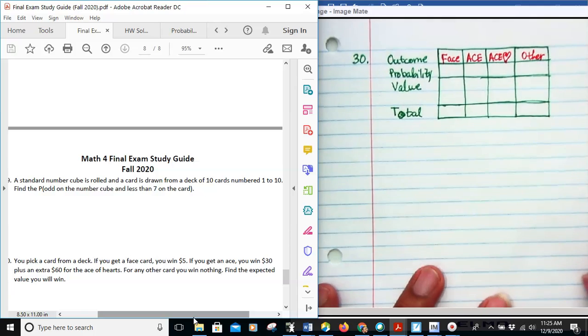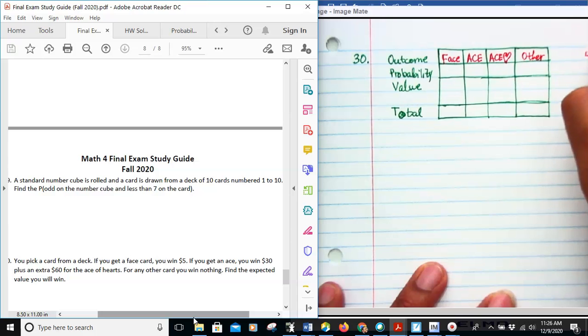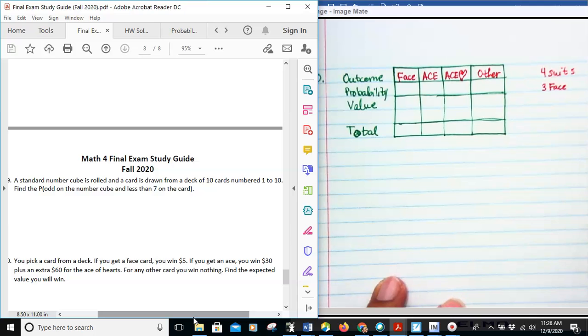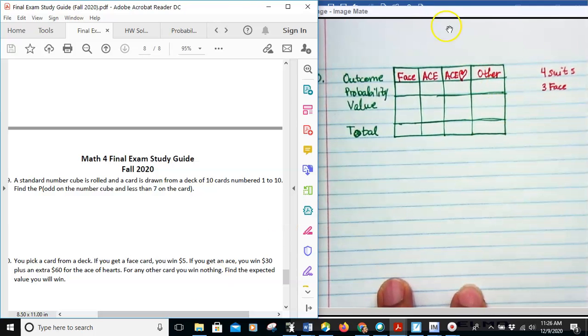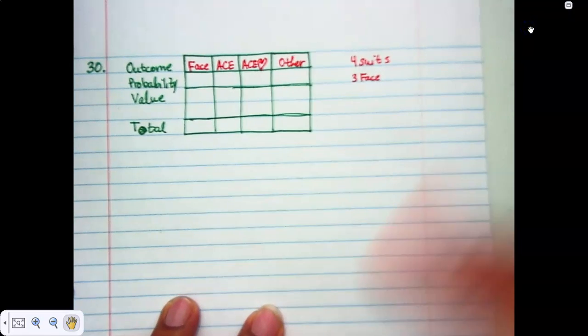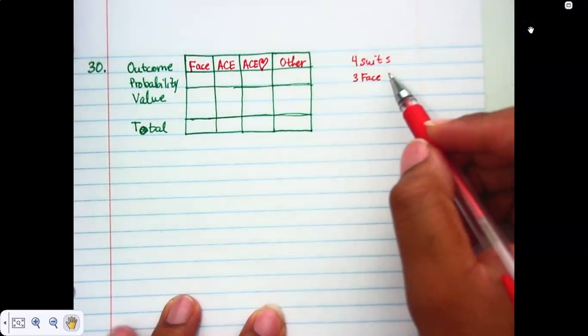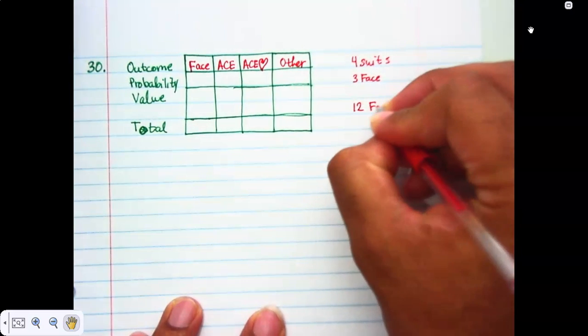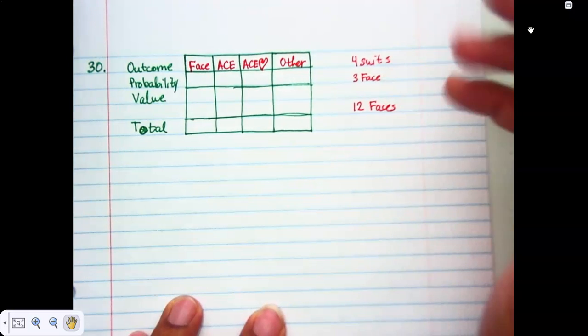So looking at the face cards, there are 4 suits, and we talked about this when we did our probability of addition and multiplication. There are 4 suits in a deck of cards. Oh, you can't see it, sorry. Let me make this big for everybody. There we go. There are 4 suits, and out of those, there are 3 faces in each suit. That means in all, there are 12 face cards in a deck.